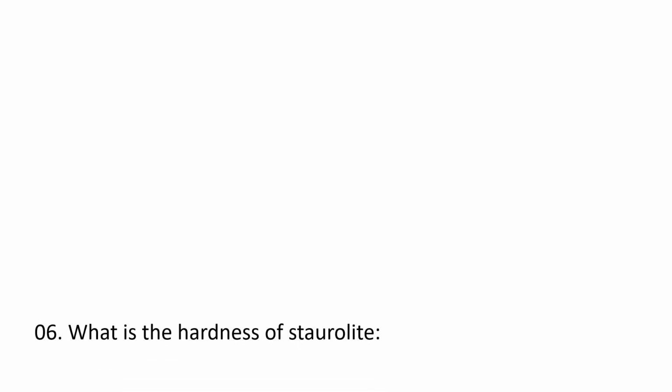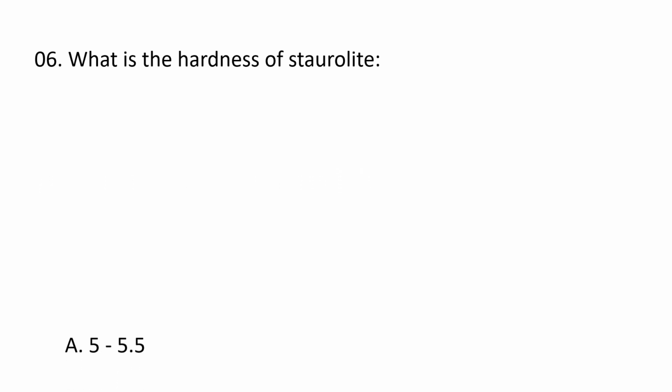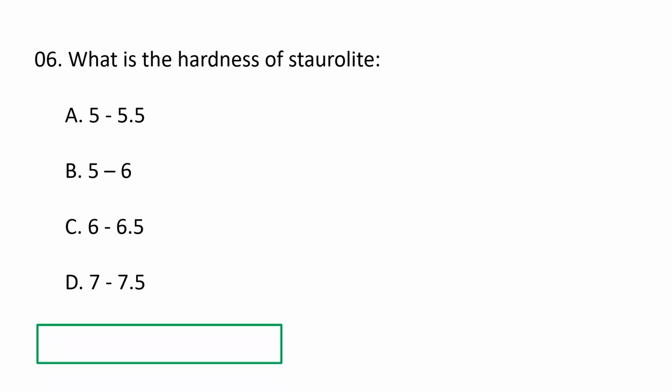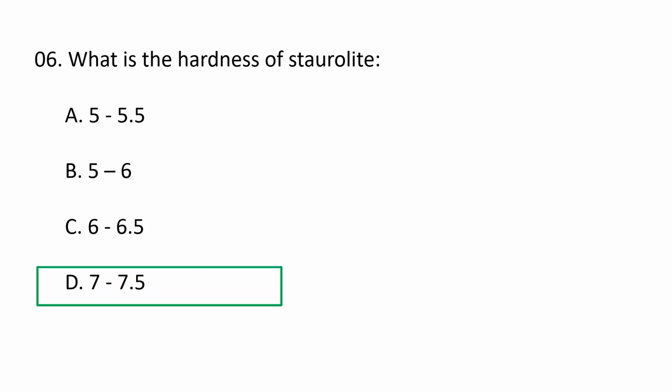Next question. What is the hardness of staurolite? Simple question. A. 5 to 5.5, B. 5 to 6, C. 6 to 6.5, D. 7 to 7.5. The hardness of staurolite is around 7 to 7.5. Staurolite is a regional metamorphic mineral of intermediate to high grade and it occurs with almandine garnet, micas, kyanite as well as albite and biotite. So D is the correct option.